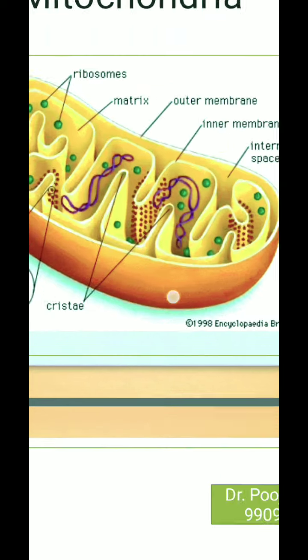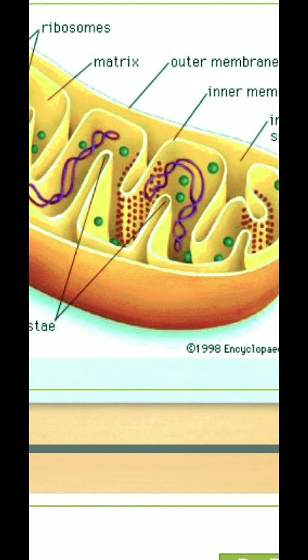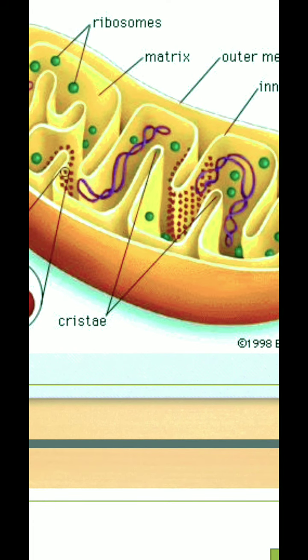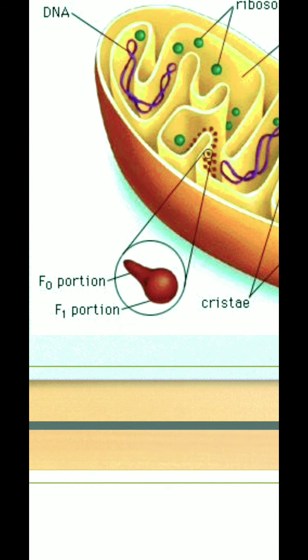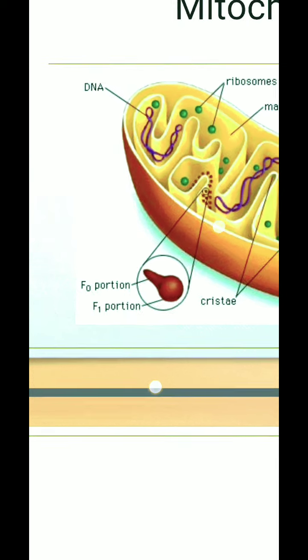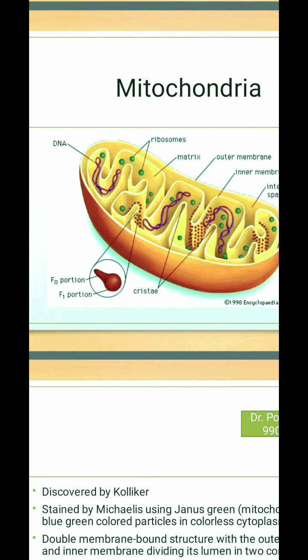Fine. Now you can also see the dotted structure over here on the cristae. Those structures are basically called ATP synthase, or they can be called ATPase, which have a head and a tail like structure. The F0 portion is called the tail, whereas the F1 portion is called the head. And these structures are crucial for the formation of ATP inside the matrix of mitochondria.